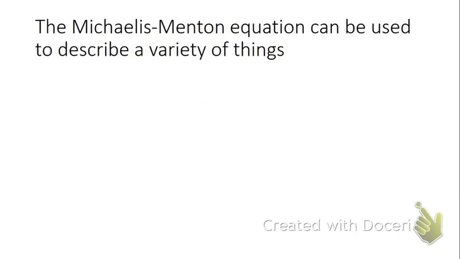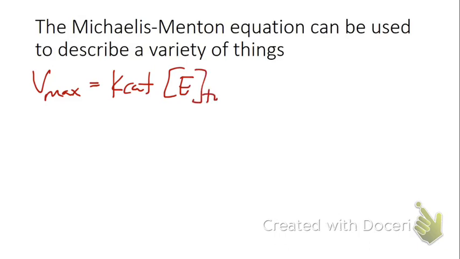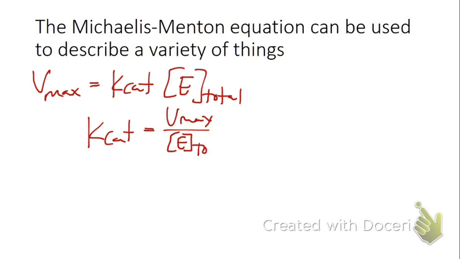So, we can also do one more thing with the Michaelis-Menten equation, and we can decide what kcat is, or what the turnover number is for an enzyme. And so that's Vmax is equal to kcat times E total. And so what we want to do is we'll just solve for kcat, which is equal to Vmax divided by total amount of enzyme.